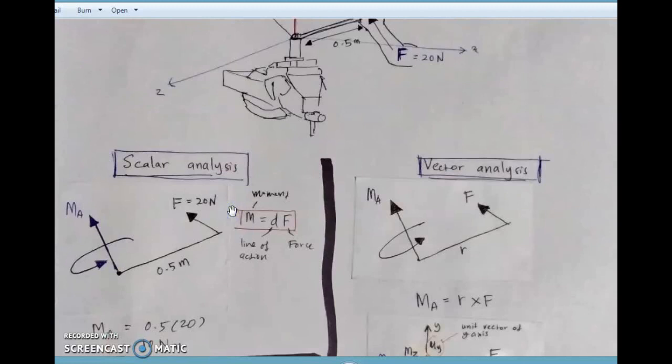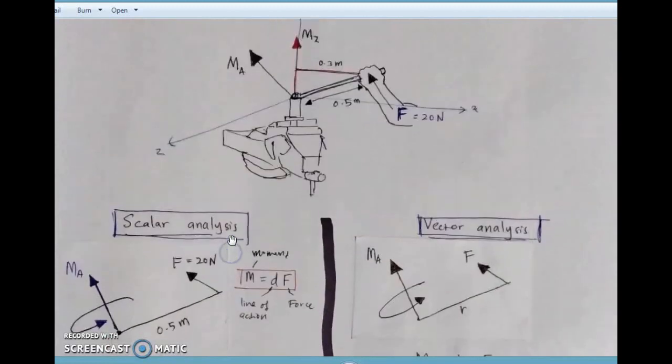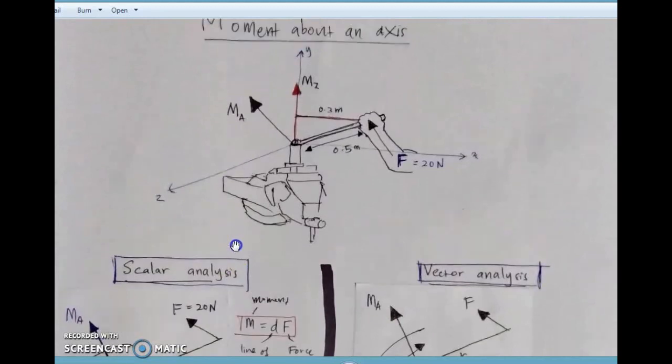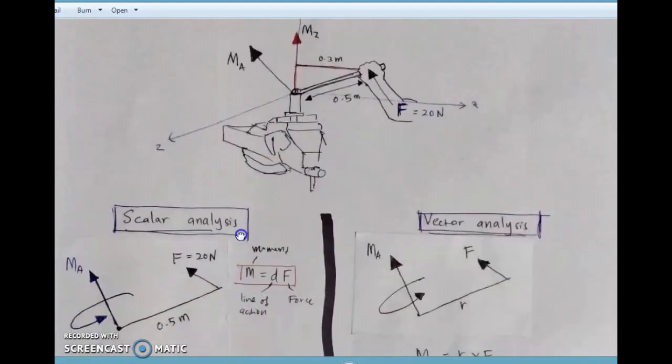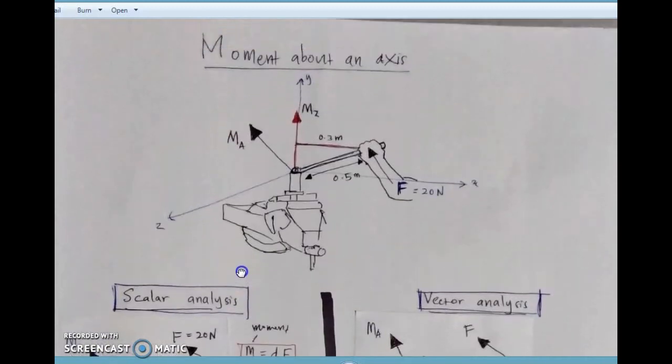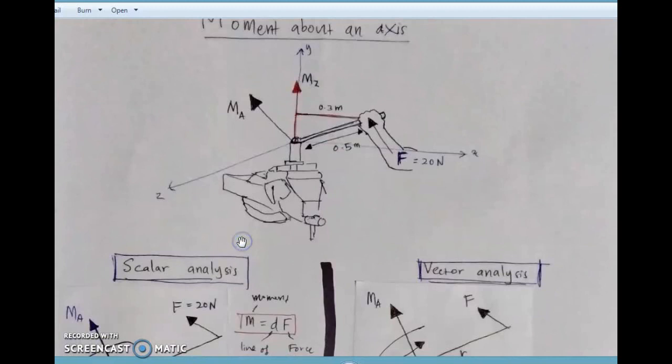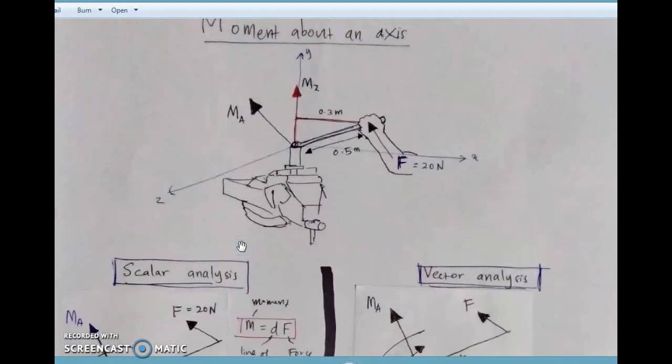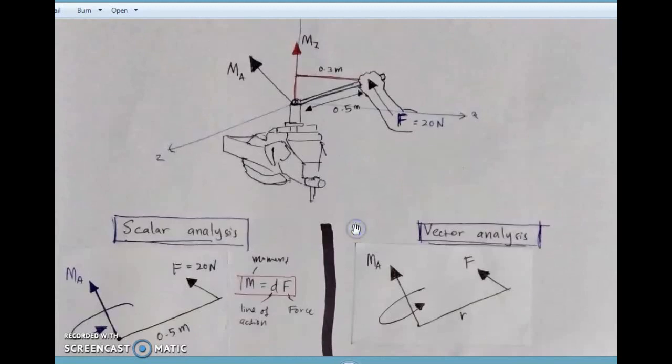But normally your analysis is not as simple as that, because there are many complicated situations that need the analysis to be calculated using the 3D approach. So in this case, you may need to use the method of vector analysis.